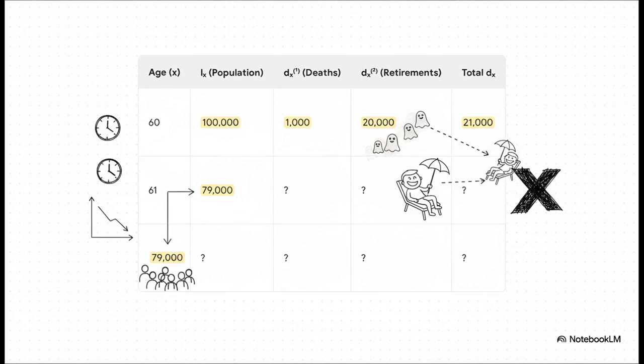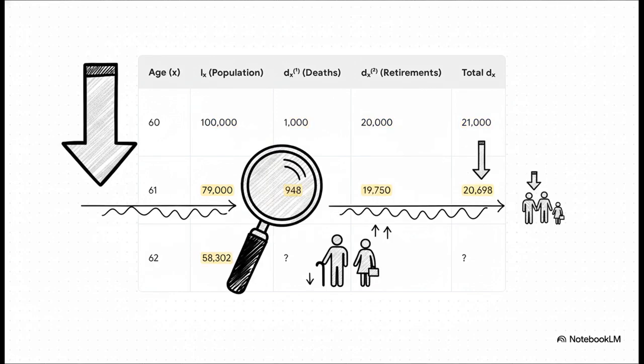All right, in that first year, between age 60 and 61, we look at historical data to figure out the odds. Let's say we expect about 1% of the group to pass away. That's 1,000 people. And maybe we expect 20% to retire. So that's another 20,000. That means in total, 21,000 people leave the group. Pretty simple math. That leaves 79,000 people who are now entering age 61. And then you just do it all over again for age 61.